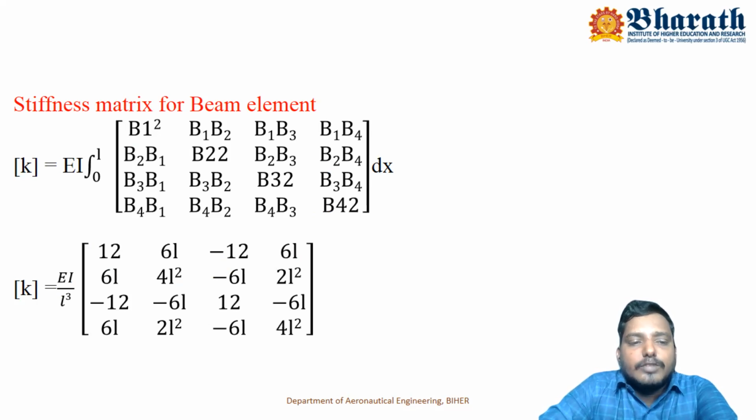This is a stiffness matrix for a beam element. A beam element consists of 2 nodes, each node having 2 unknowns. Therefore, the total number of unknowns is 4. Therefore, the size of the stiffness matrix is 4 by 4 for a beam element.